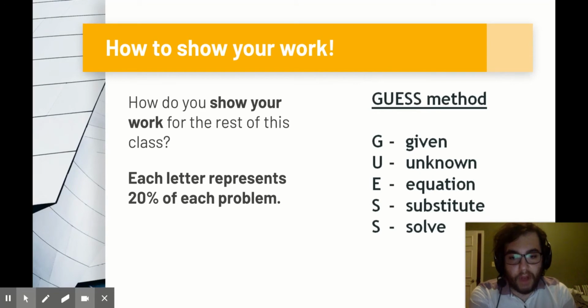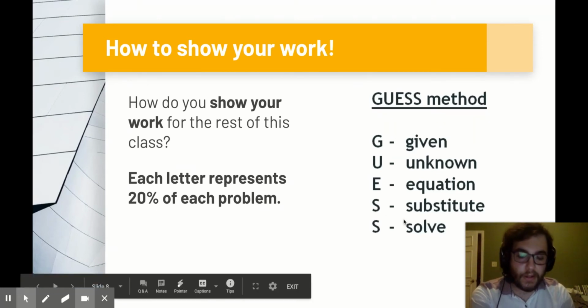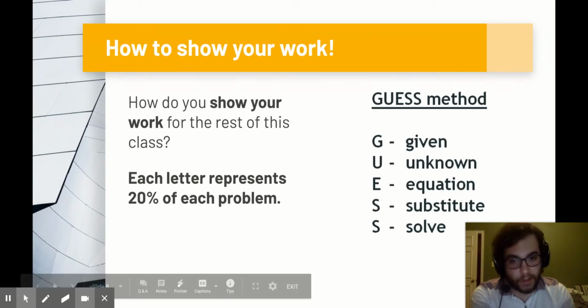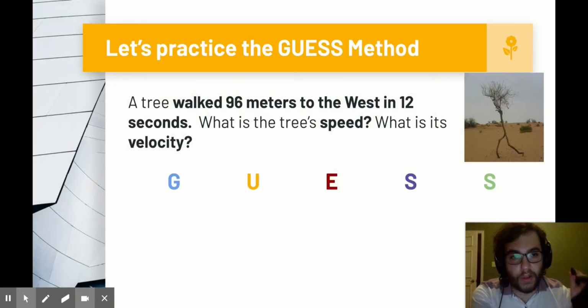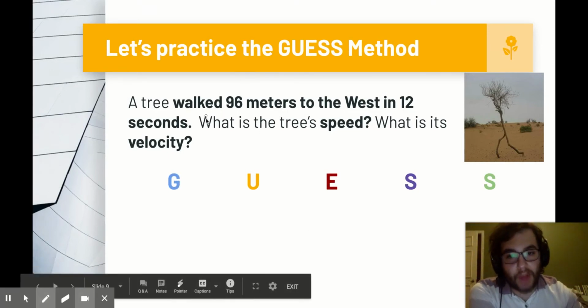While I won't follow this exactly all the time, it will be approximately 20% each on certain assignments where I'm literally asking for the GUESS method. You won't get full credit if you don't show your work. If you just get the final answer, it doesn't matter. I want to see your work. So let's practice what this means. The GUESS method is basically a way to annotate the problem.